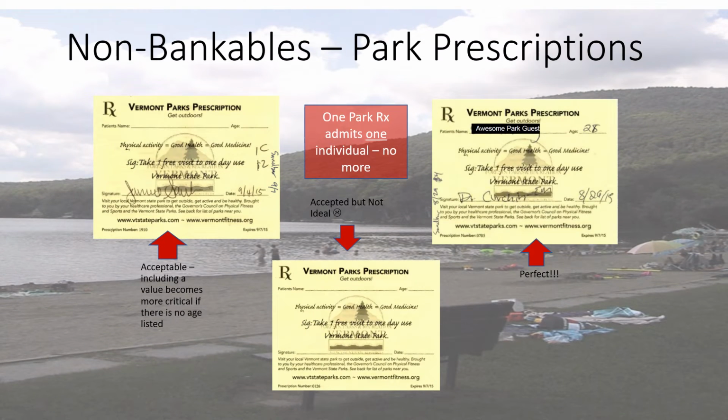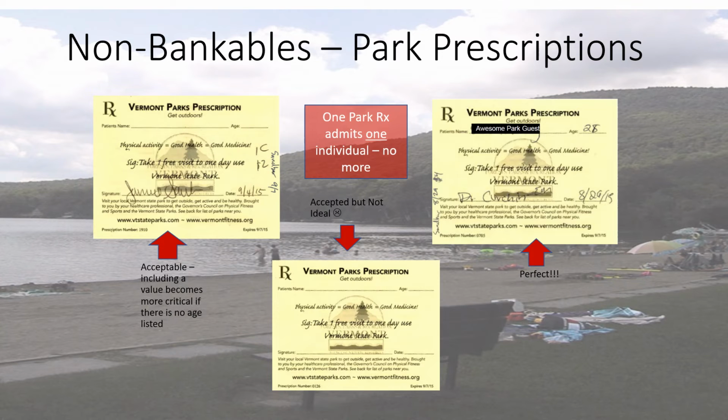The last type of non-bankable that I want to address today are park prescriptions. These are becoming more and more common. They should already be filled out with a name, age, doctor's signature, and date. When you receive these, you'll want to note the park name, the date used, and the value. We will accept a park prescription that is not filled out properly by the physician. However, they're not ideal, and in such cases, it becomes even more critical to include the value.